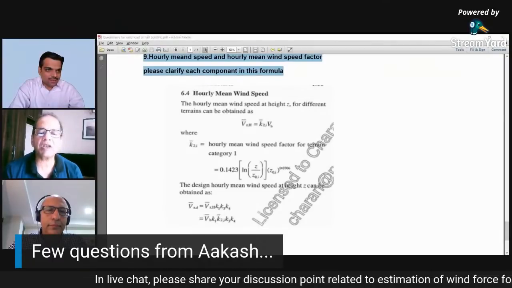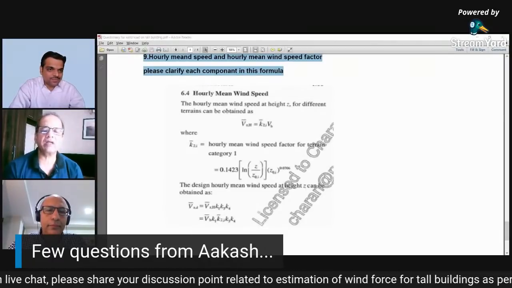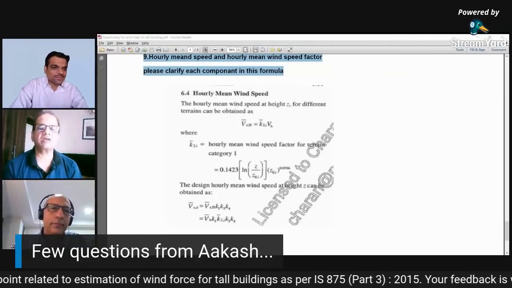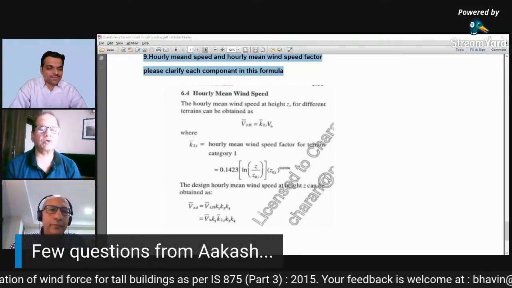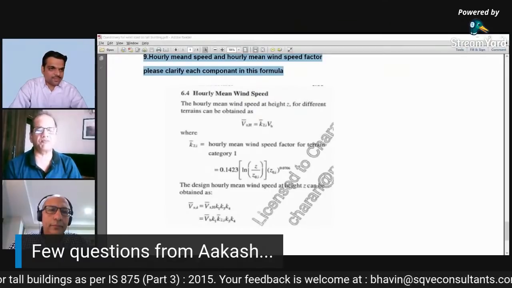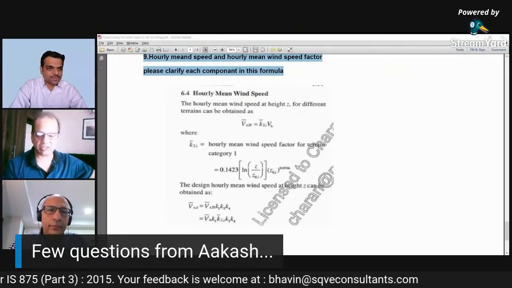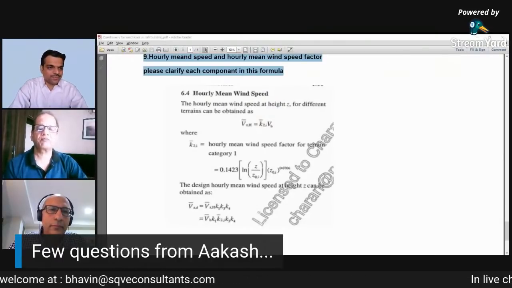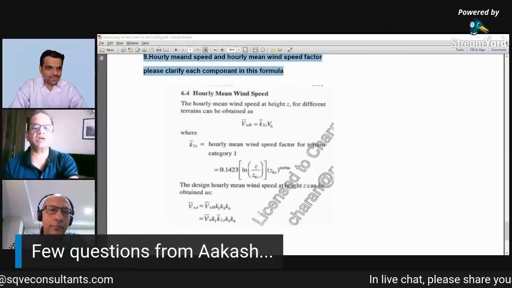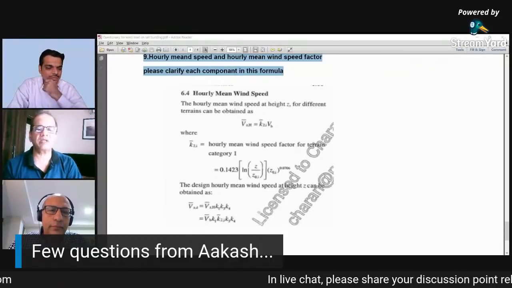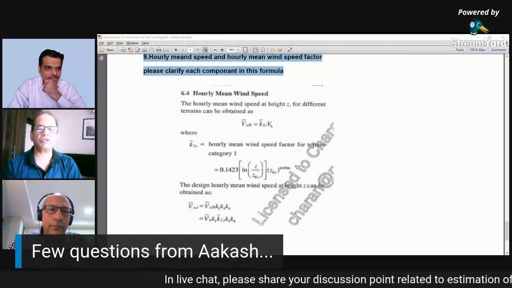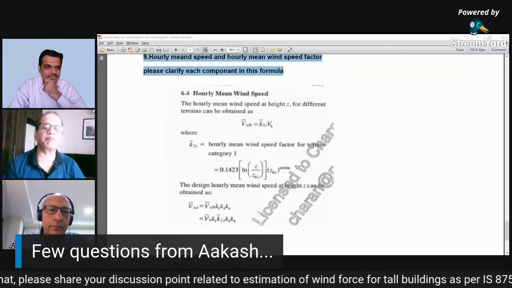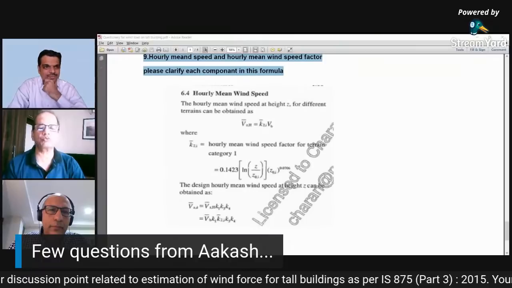The factors are exactly the same. The K2 value is there. Earlier, there was a table in the code, Table 33 in the earlier version, where the K2 values were defined. Those K2 values for hourly mean wind speed were different, and those for the 3-second gust were different. The ratio between the two was almost 1.5. Here, for K2 in the hourly mean wind speed, an expression has been added which depends on the height at which K2 is to be considered and the roughness height of that particular category. Only those two things are there.